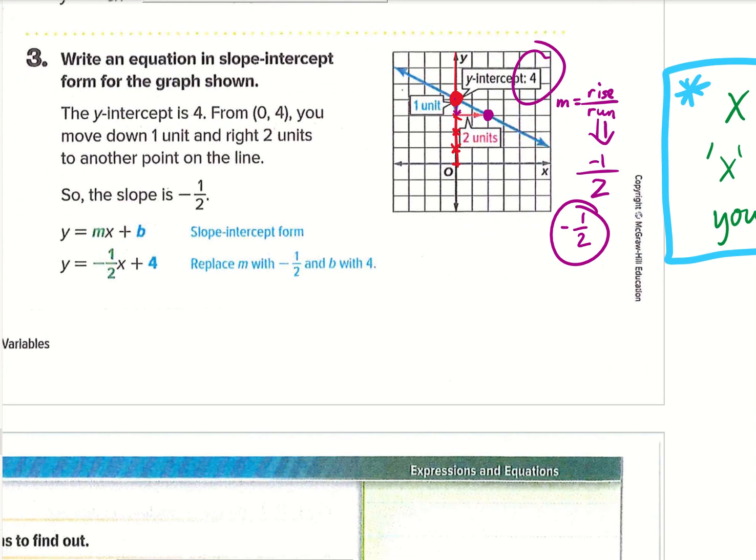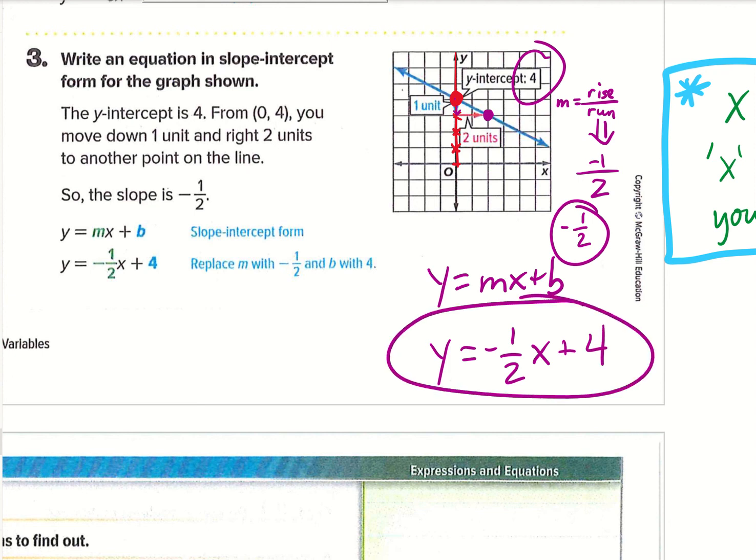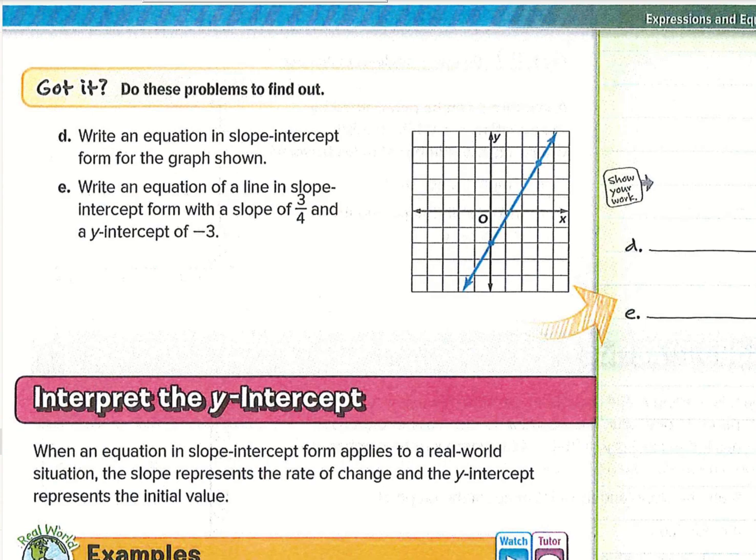We can use those, put them together with y equals mx plus b. Again, our y stays the same. Our m stands for slope, which we found out is -1/2. X stays the same. And then we add on our y-intercept, which is +4. This is your equation for example number 3. So that was it for that example 3.